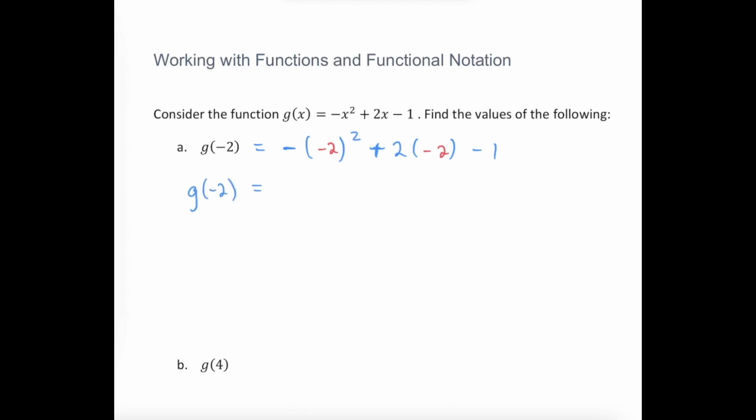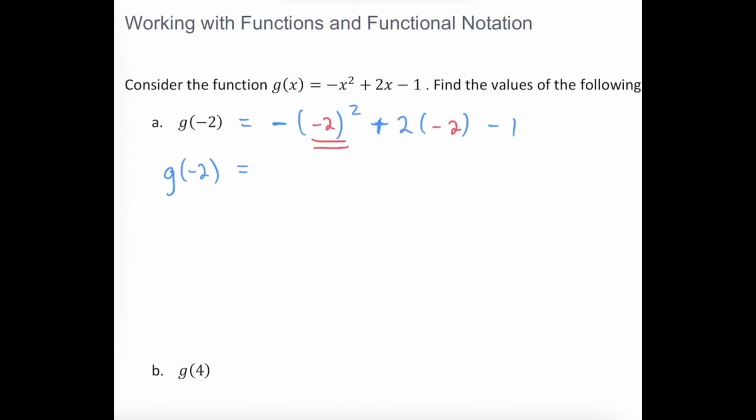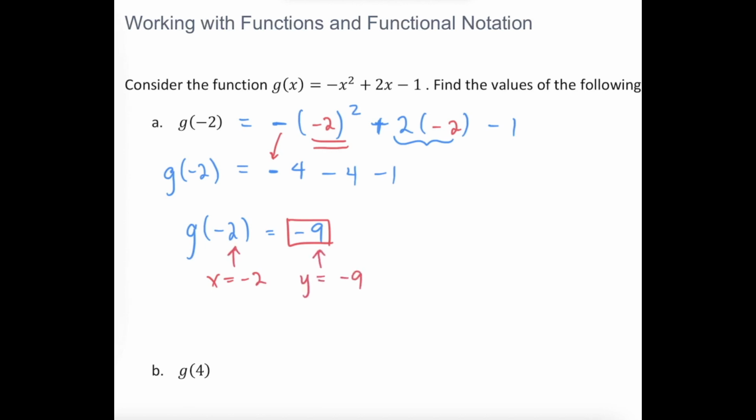Now, PEMDAS, or please excuse my dear Aunt Sally, says that exponents have to go first, so I'm going to say negative 2 squared is positive 4, but then this negative is going to have to wait. So negative 2 squared is positive 4, and then this negative comes down to be multiplied by positive 4, so it's going to end up being negative. And then we have minus 4 from this product, and then minus 1. So g evaluated at negative 2 is going to be negative 9. And so what this tells me is that when x is equal to negative 2 that we plug in, the corresponding y value output that comes out is going to be negative 9.